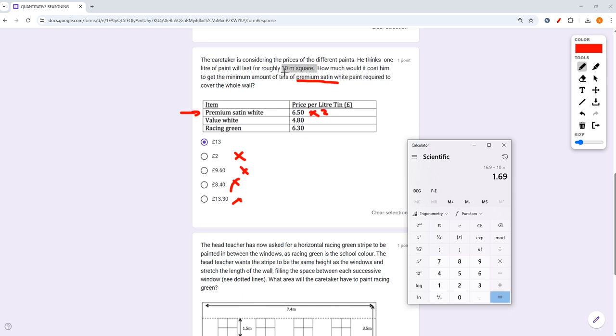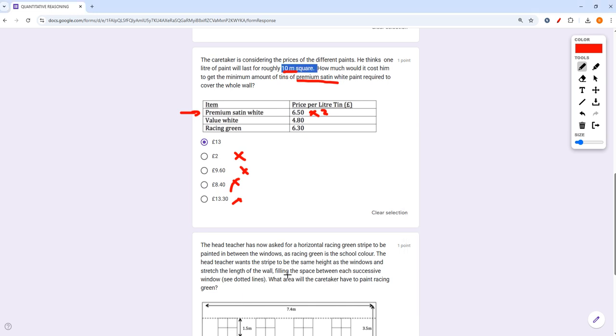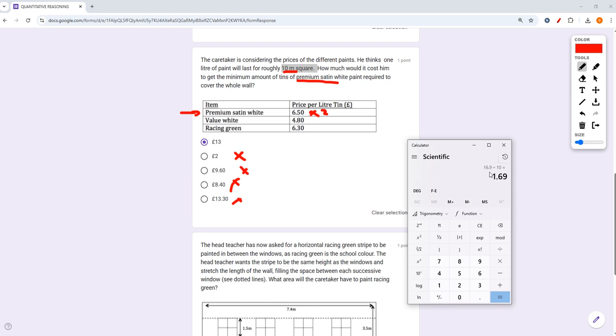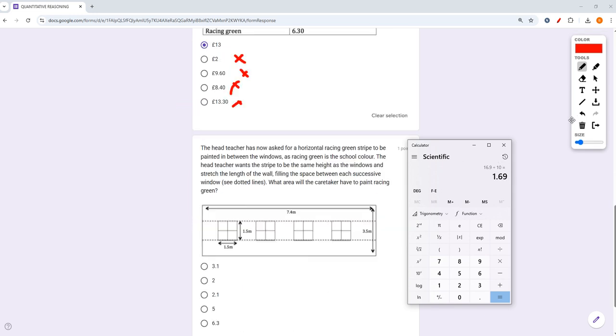Because you worked out, 16.9 was the total area. Each tin covers how much? 10 meters square. So that means I need, divided by 10, 1.69 tins, which is 2. 13 was the answer. Ready, moving on.